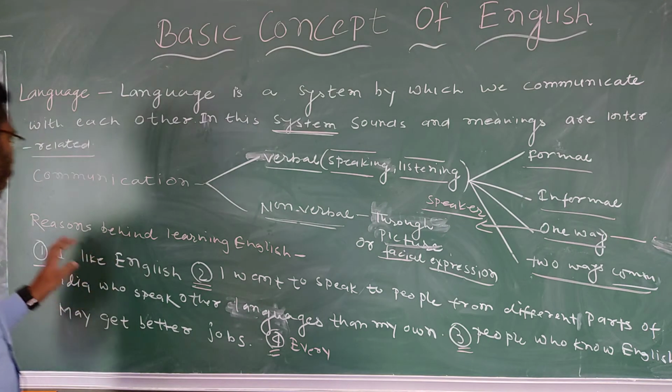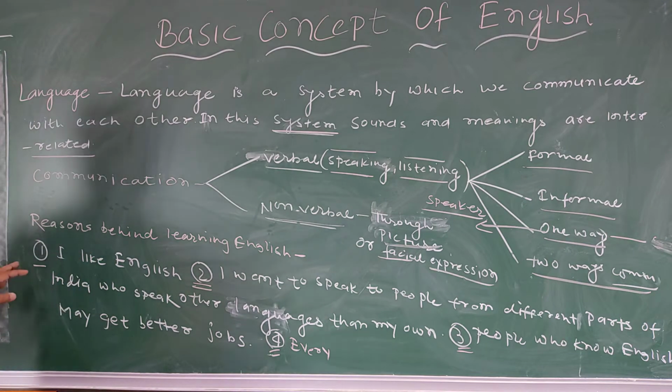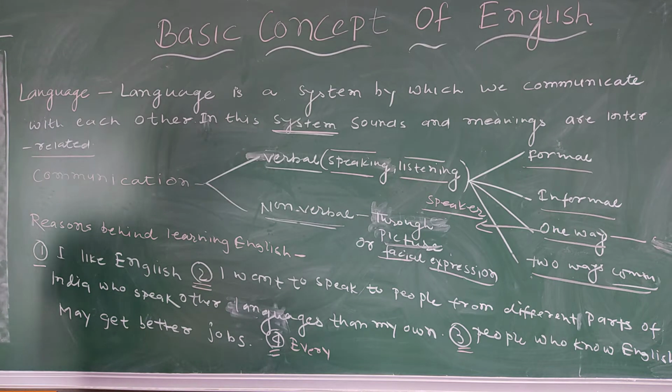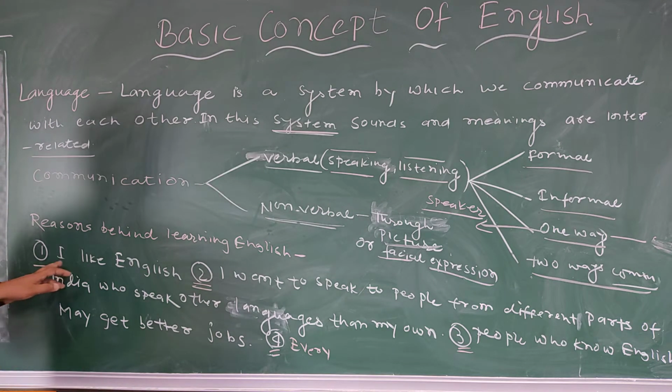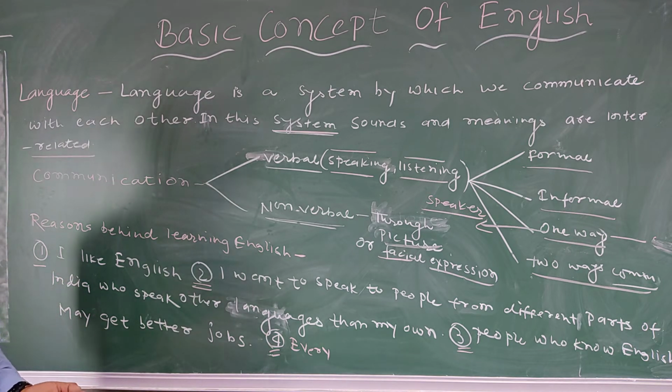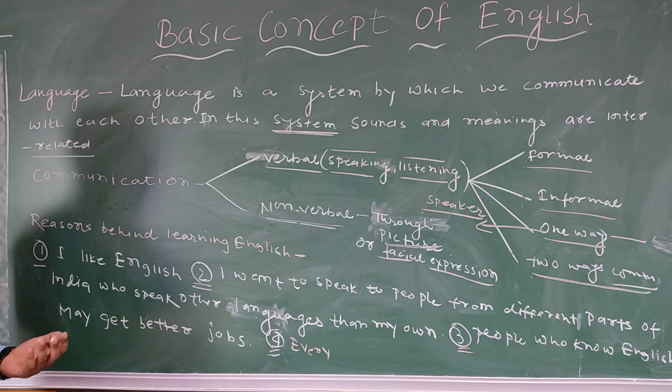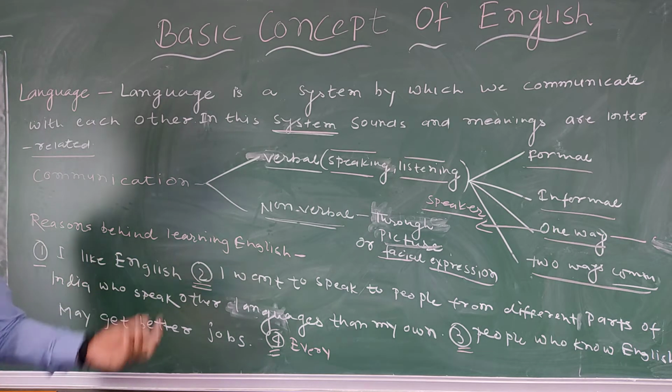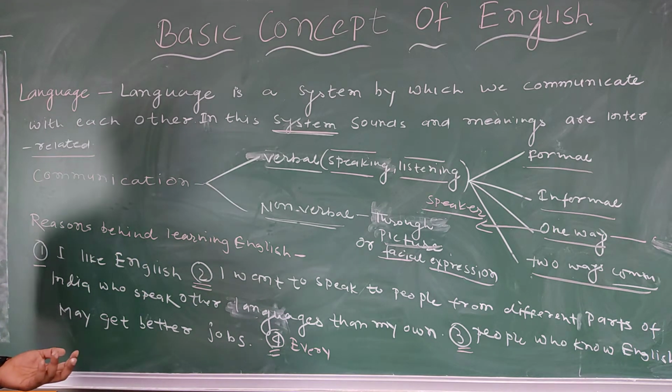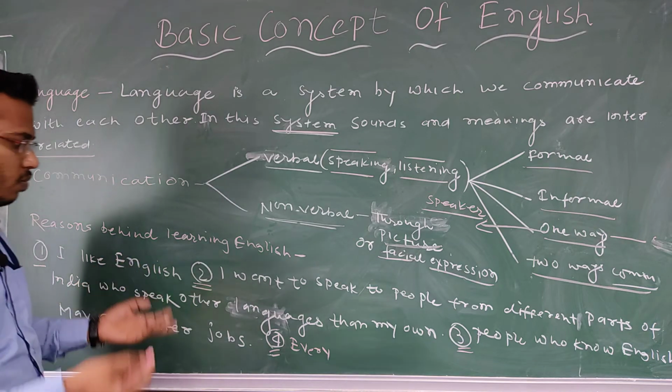So the reasons behind learning English, I'm making a few points and you can make your own. First of all, I wrote down: I like English. So the very first point you can say is that you have an interest, I have an interest in the English language, that's the reason I want to learn it. I want to explore the English language. I want to enhance my skills in English on various platforms.